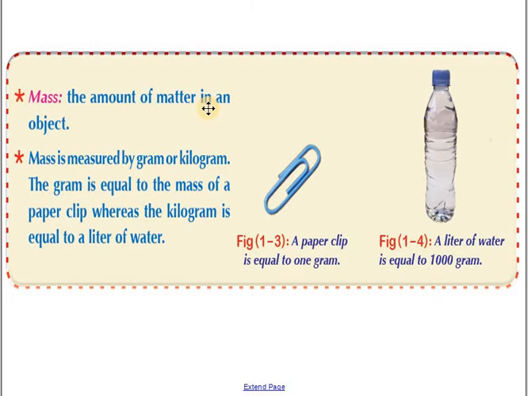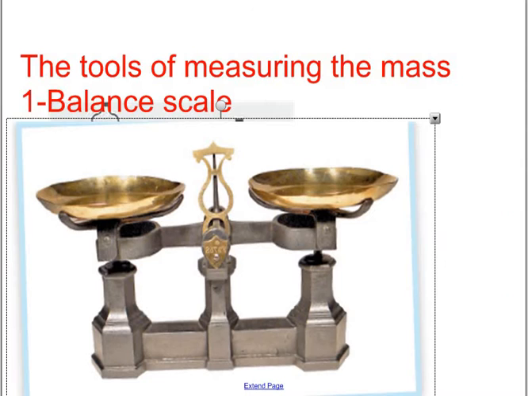Mass is the amount of matter in an object, and the mass is measured by gram or kilogram unit. The gram equals the mass of 1 paper clip, but the kilogram equals the mass of 1 liter of water. The tools of measuring the mass: we measure the mass by scales.